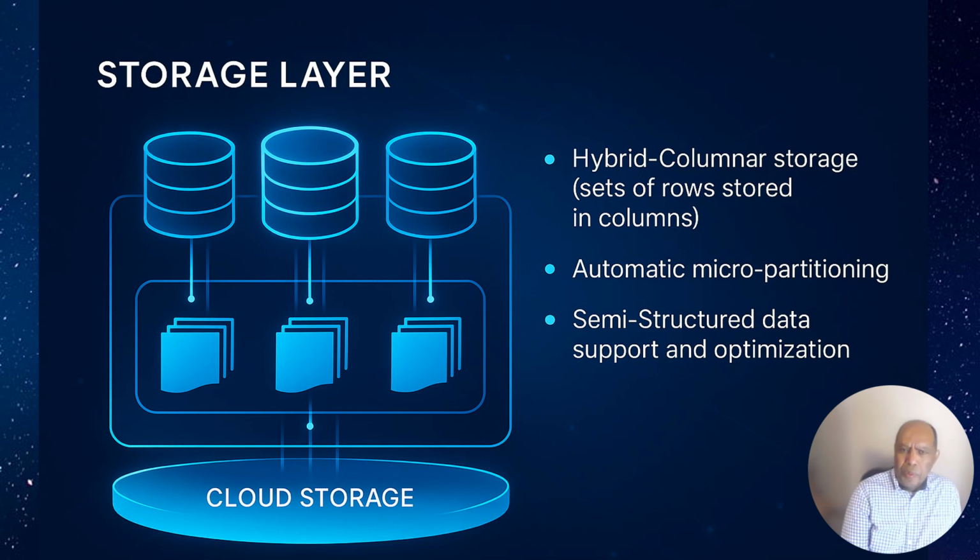Automatic micro-partitioning. All data in Snowflake is automatically broken into micro-partitions, typically around 60 megabytes in size when compressed. You don't manage partitions manually. Snowflake handles it for you. These partitions include rich metadata, which allows Snowflake to prune unnecessary data during queries, dramatically improving performance.